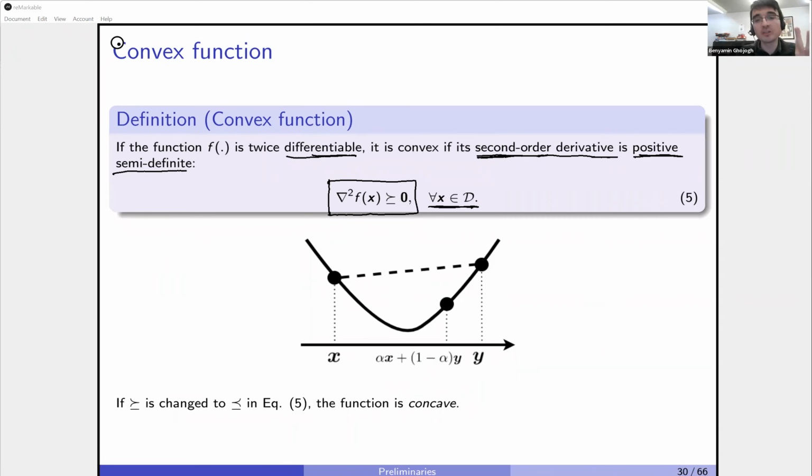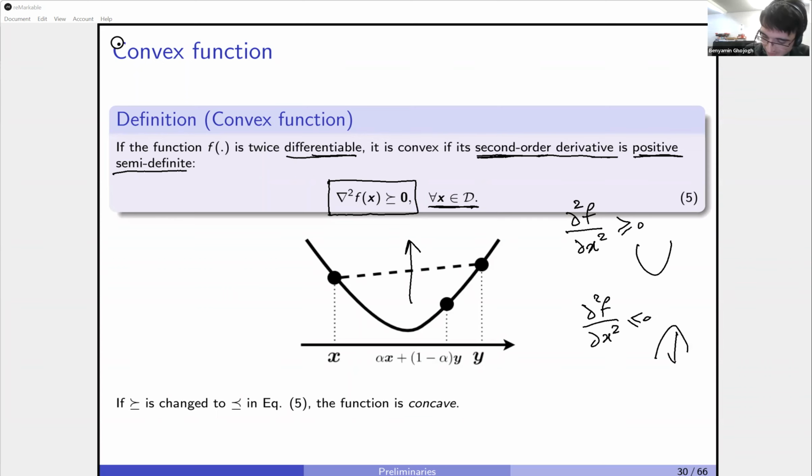But geometrically, what does it mean? It means that always its face is toward up. When the second derivative is greater than or equal to 0, do you remember when we said in high school, when the second derivative of a function is greater than or equal to 0, it means that it's like this. When the second derivative is less than or equal to 0, it means it's like this. It's facing down. It's facing up. So it means that it's always facing up.